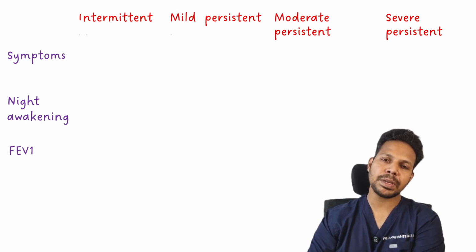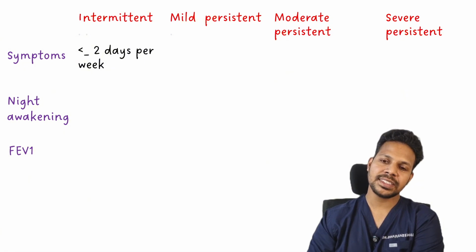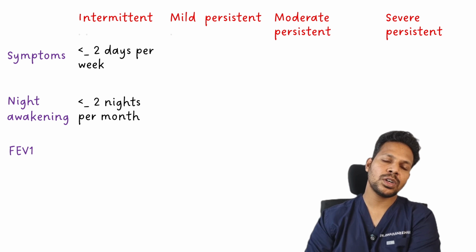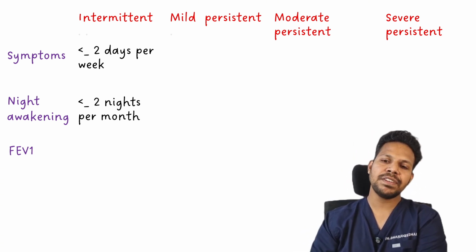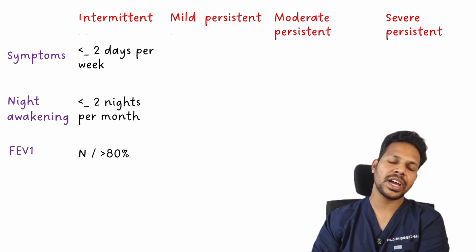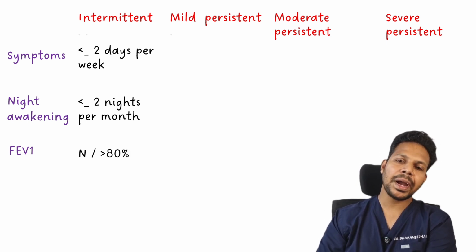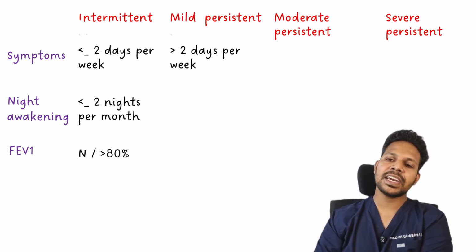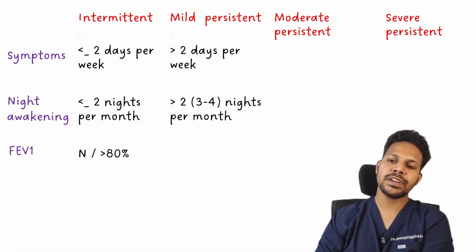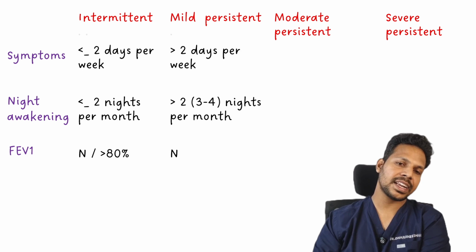2 or less days per week, and if the patient has symptoms 2 or less nights per month, and FEV1 is normal, or more than 80%. In mild persistent, the symptoms may be present for more than 2 days per week. Night awakenings will be more than 2 nights per month, and FEV1 will be normal here as well.